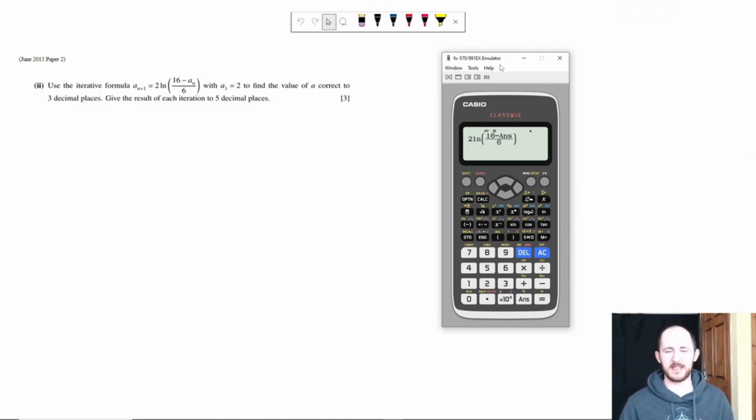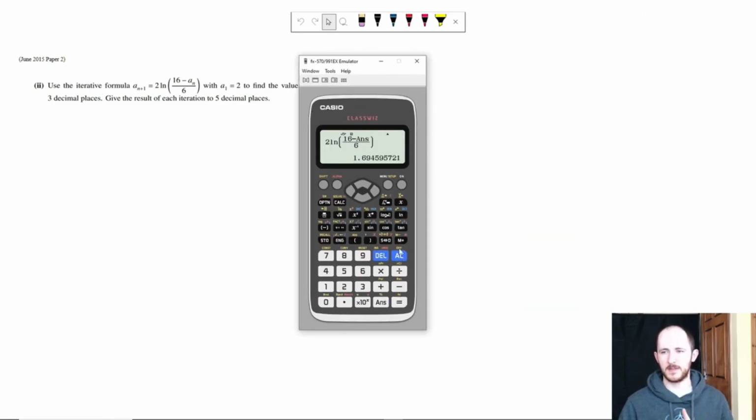So we do need to give each iteration to 5 dp, which is a bit frustrating, but in real life you just press equals until, and I'll show you what. We only want it correct to 3 decimal places. So what we're going to do is wait for the first 2 values that round to the same number to 3 decimal places. Okay? So I'll show you what that means.